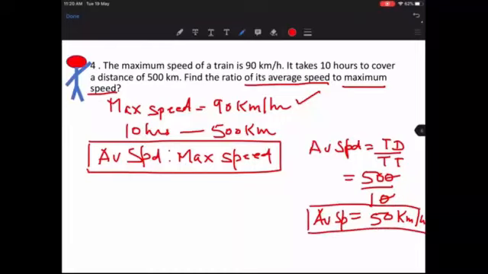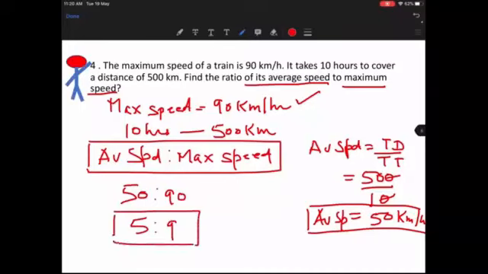Now you know both. You know your average speed. Yes, Isha, absolutely, 50 kilometers per hour. Very good. So now you know both, just substitute the values here. This is 50 is to 90, or I can write 5 is to 9. So this is the ratio of the average speed to the maximum speed.